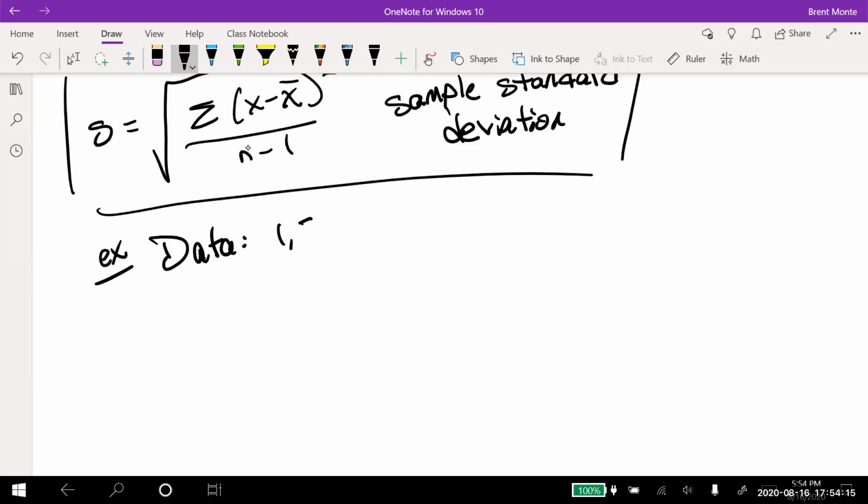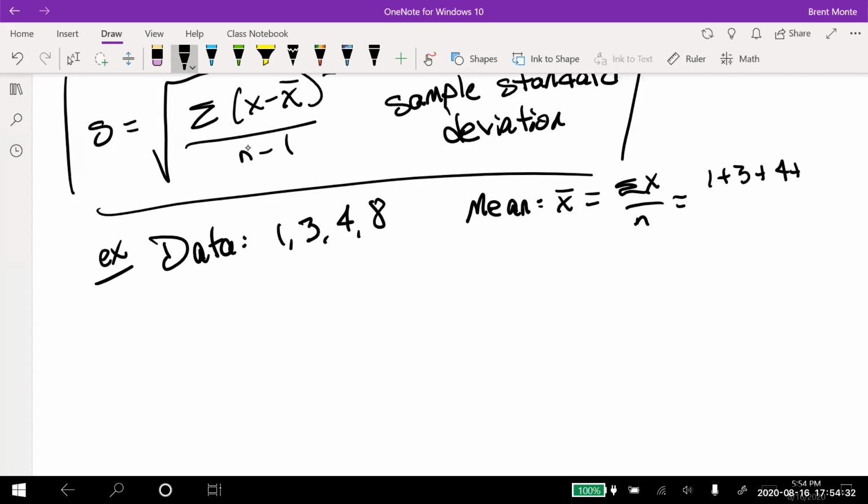Let's use 1, 3, 4, and 8, and I want to find the sample standard deviation. Well, the first thing I need to do is find the mean, and the mean, remember, that's X bar. You add up all the X's and divide by N. We'll actually just do this by hand. So 1 plus 3 plus 4 plus 8, divided by, there's 4 data values, so here N equals 4. I get 12, 13, 16. So my X bar, 16 divided by 4, is just 4. I found the mean.